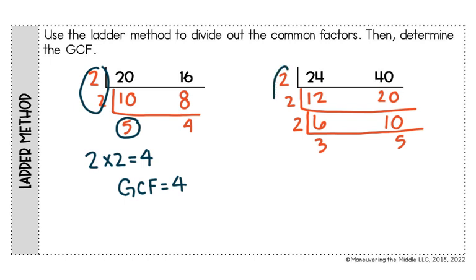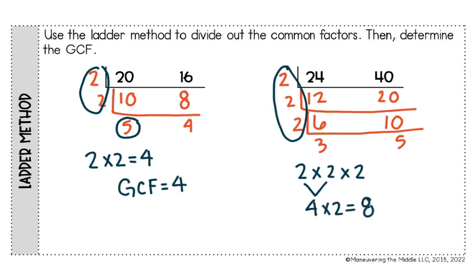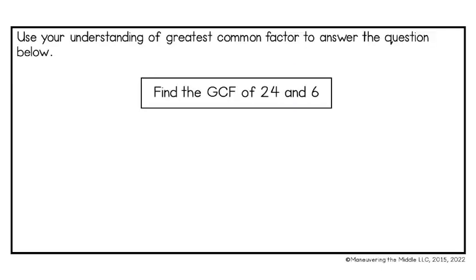So I'm going to take these 2's that I wrote over here, and we're going to have 2 times 2 times 2. I'm going to start with the first 2. So 2 times 2 is 4, and then 4 times 2 is 8. So our GCF is equal to 8. So now we're going to find the GCF of 24 and 6.